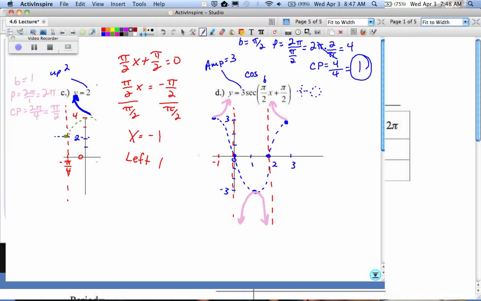So when I go to correct it, I do look, are your maximums and minimums located at the correct critical points?